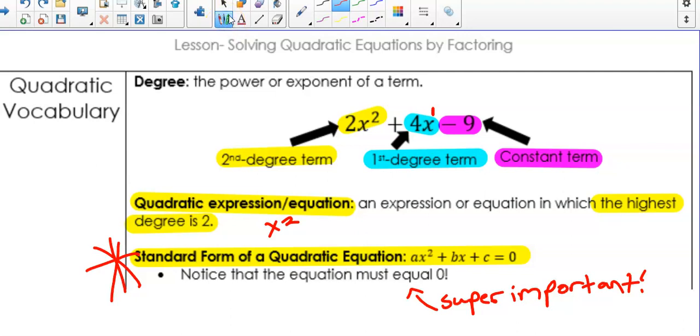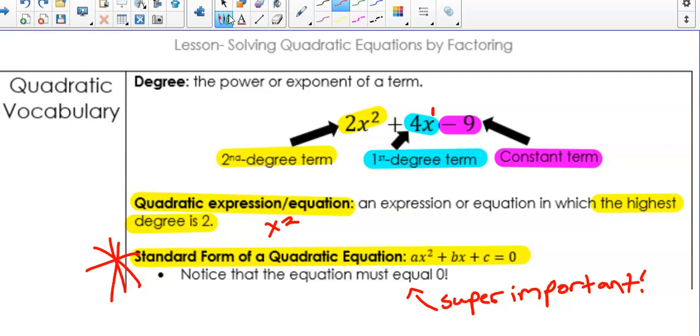Hey y'all, today we're going to be learning how to solve a certain type of equation using factoring. Okay, so you have learned about linear equations. You've also learned about exponential equations. Today we're going to be learning about something called quadratic equations.